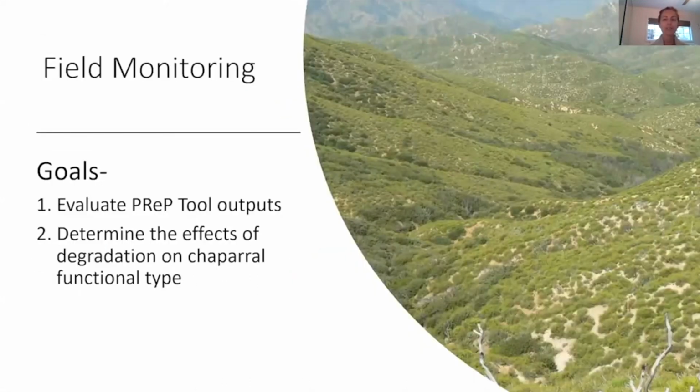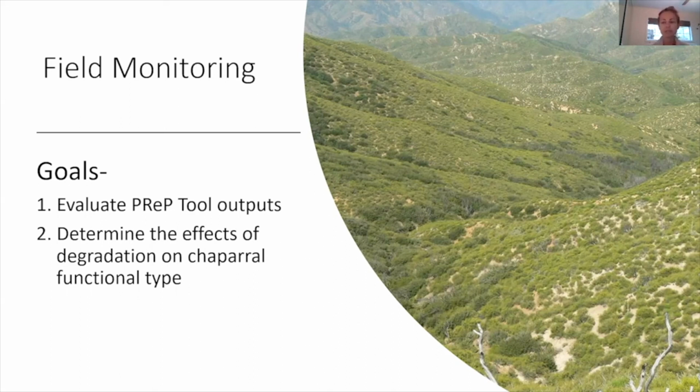So we took the outputs from the tool into the field and set out to evaluate whether the predictions made by the tool were actually borne out on the ground. Basically, we wanted to know whether areas that were being predicted to have low regeneration capacity, those areas we just saw in red on the map, were they indeed degraded and in need of restoration?